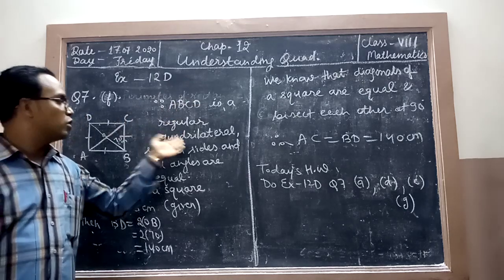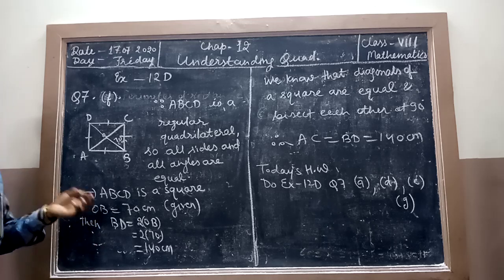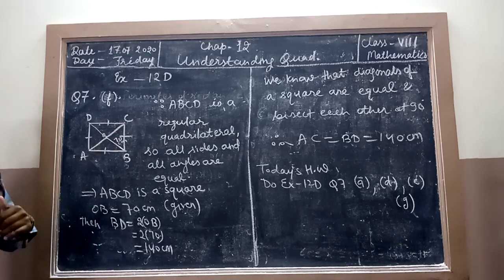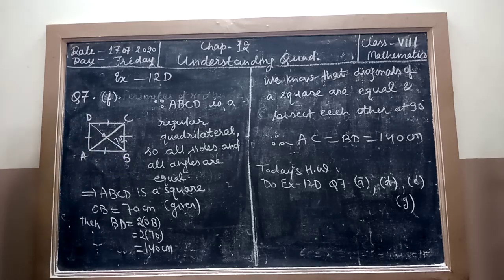Since ABCD is a regular quadrilateral, all sides and all angles are equal. In a regular polygon, all sides and all angles are equal. Here we have a regular quadrilateral. It means all sides and all angles are equal. It means ABCD is a square.